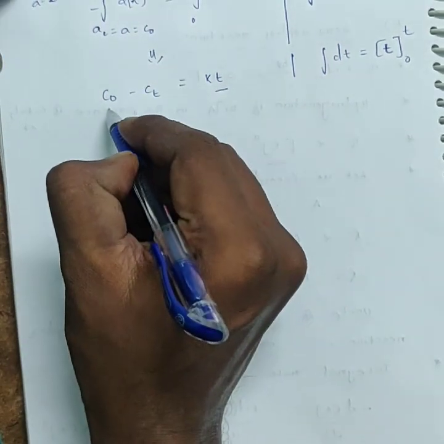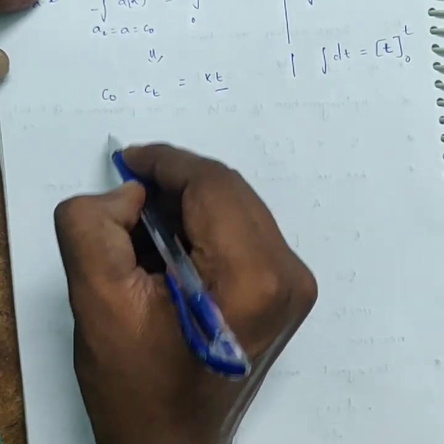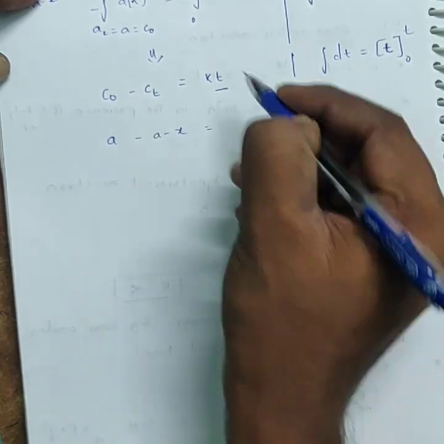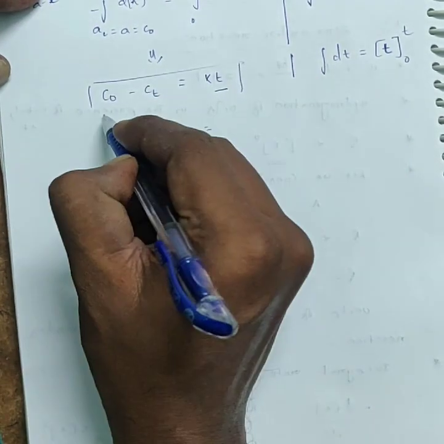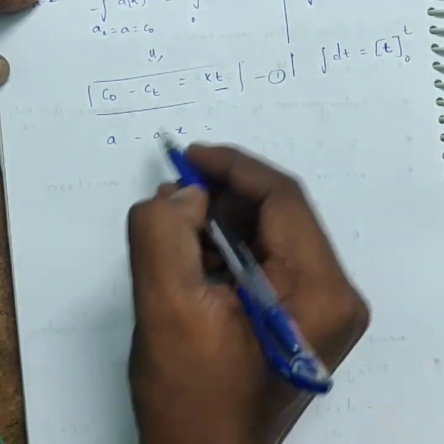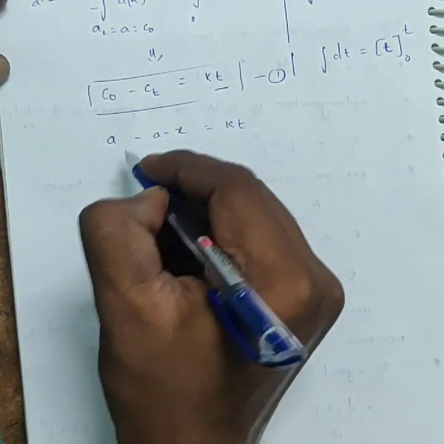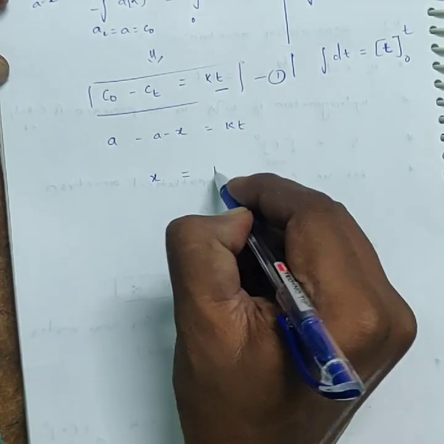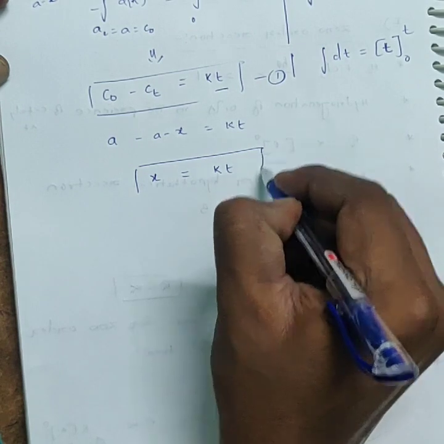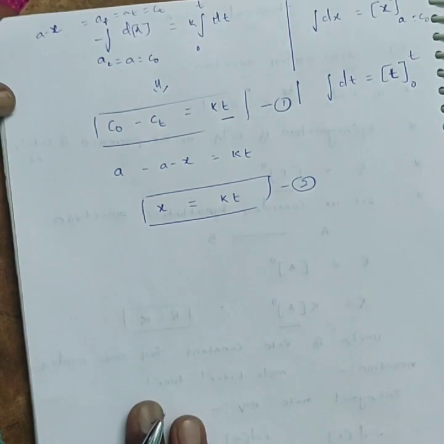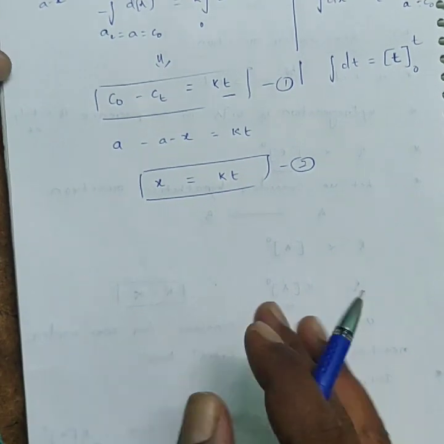Now already I said that C0 is nothing but a, Ct is nothing but a minus x. Here imagine this one as first equation: C0 minus Ct is equal to Kt. So here finally x is equal to Kt. Imagine this one as second equation.